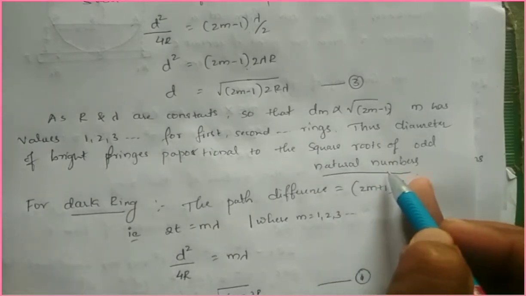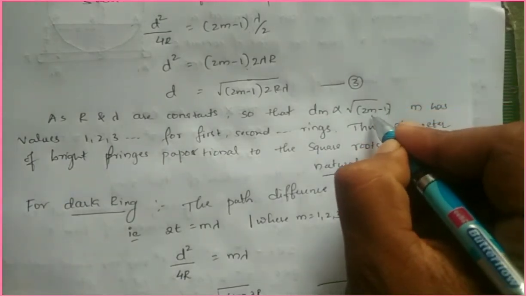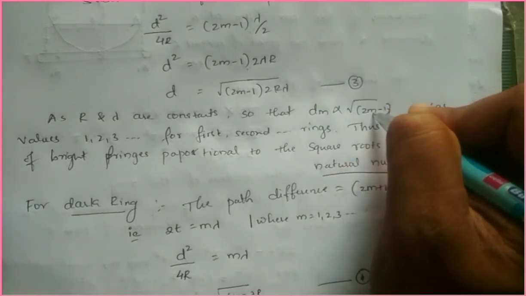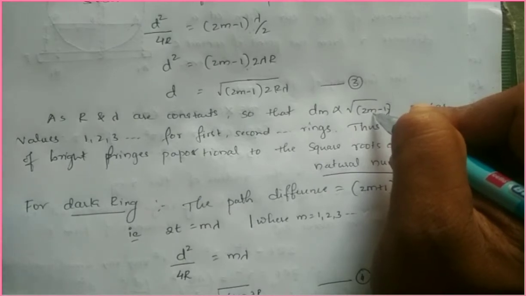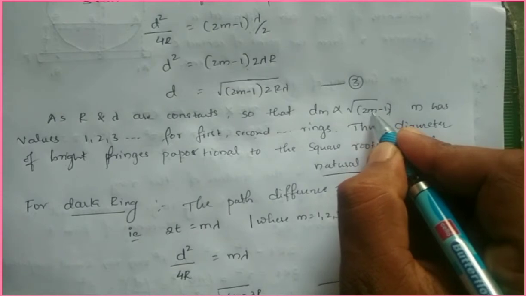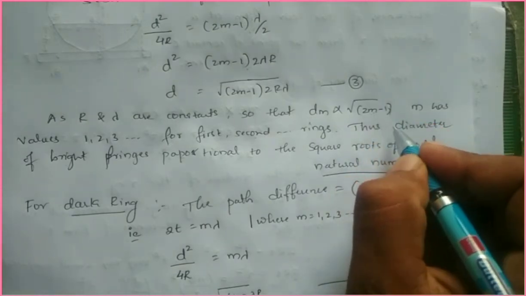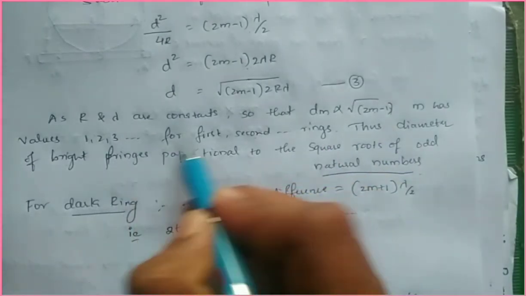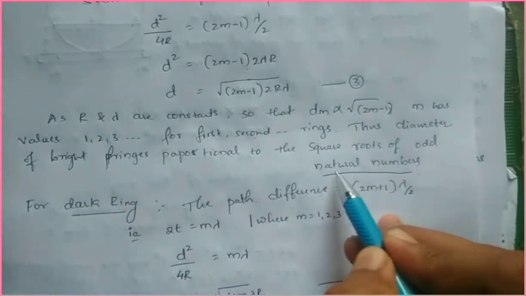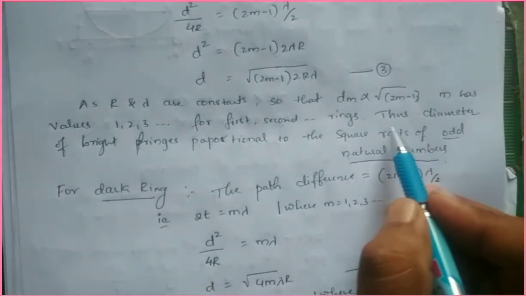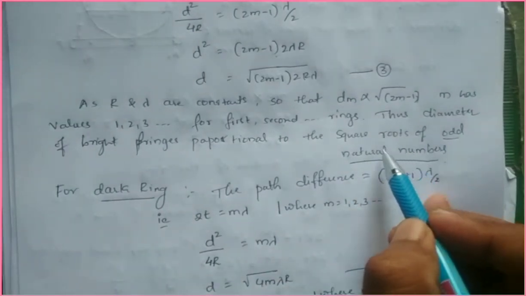Why odd natural numbers? If you put the first ring here, at that time 2m, so 2 into 1 is 2 minus 1 is 1. If you put 2 here, 2 into 2 is 4 minus 1, you get 3. So if you substitute any fringe number here, at that time you will get odd natural numbers. This is for the bright fringes.